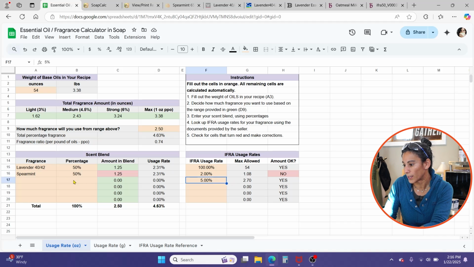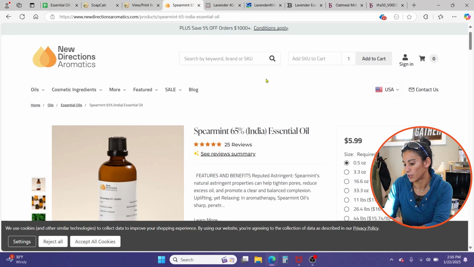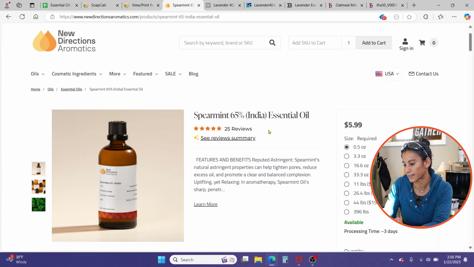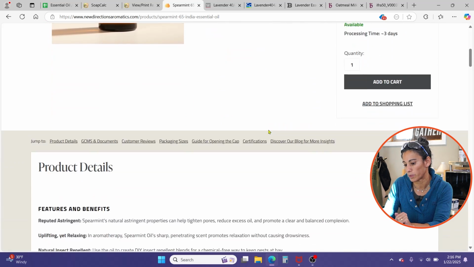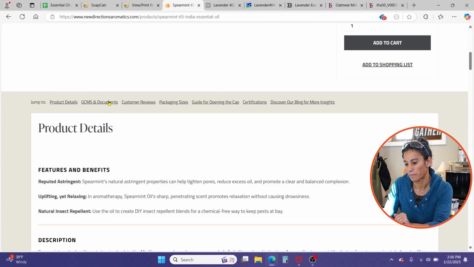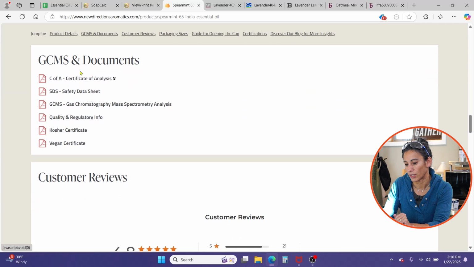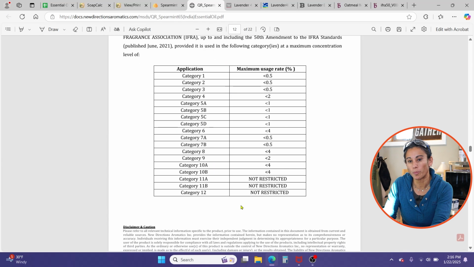All right, so now that we have figured out our lavender usage rate is 100%, and we can use our 1.25 in our blend, now we need to go look at spearmint. So I'm going to go back to New Directions Aromatics because that's where I get my spearmint from. And I already pulled it up ahead of time, and you can see in here that the spearmint is the same as lavender. All the essential oils and fragrance oils should be the same. You'll go to GCMS and Documents, and then down here, you'll find the quality and regulatory info. And if you've opened these before, sometimes it'll jump right to the page that you need, which is very handy.